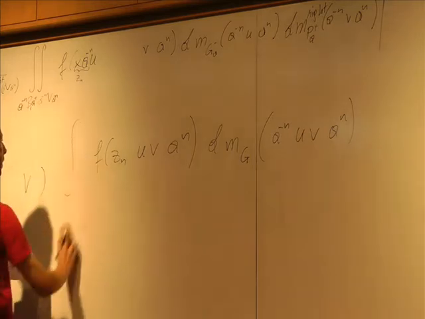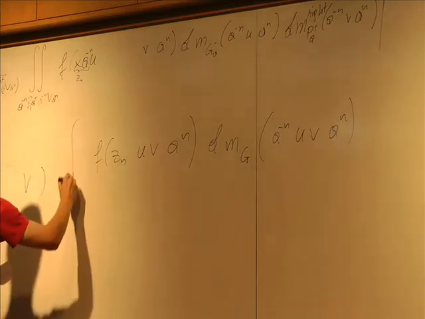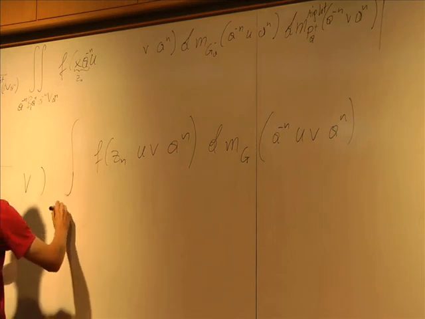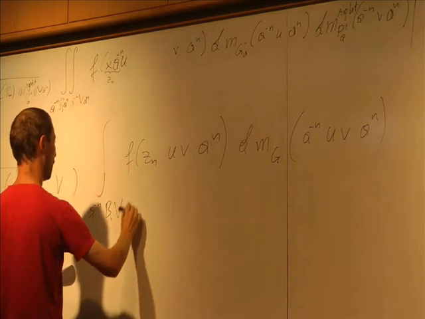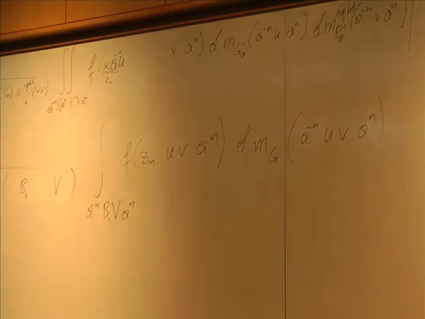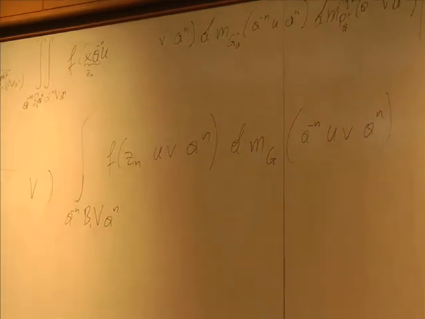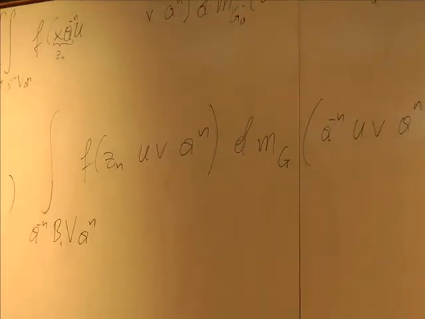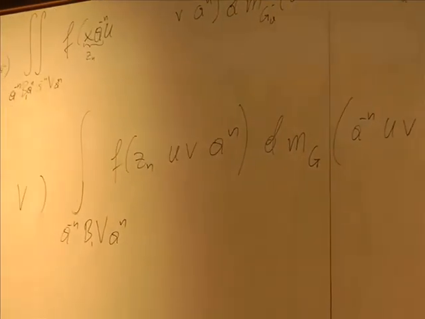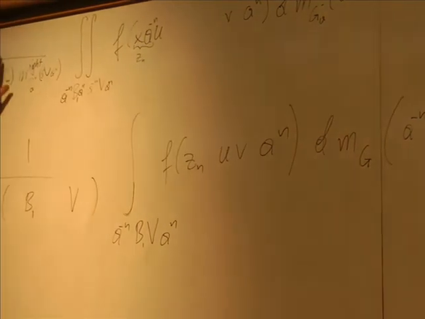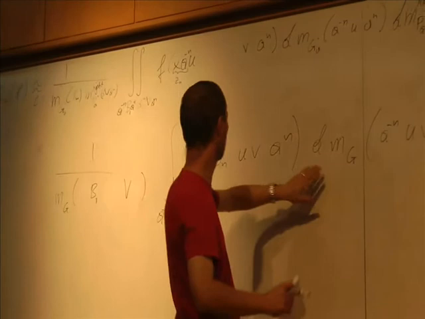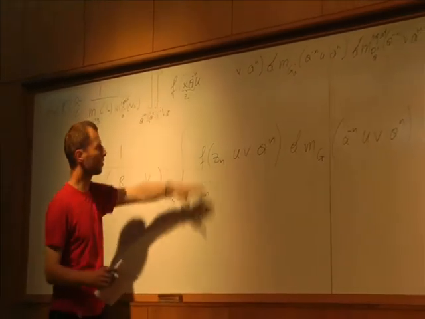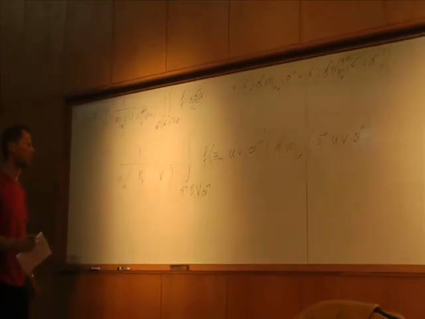And I can kill one of the integrations by using this product structure. And I get here a to the minus n, b1, v, a to the n. Okay? And that's at 1. So I use the product structure both in the normalization parameter here and in the integral. That's all I do. And introduce some new point in the picture.